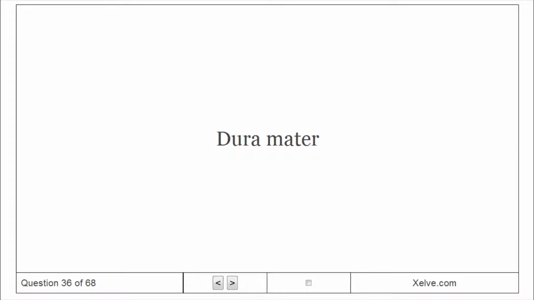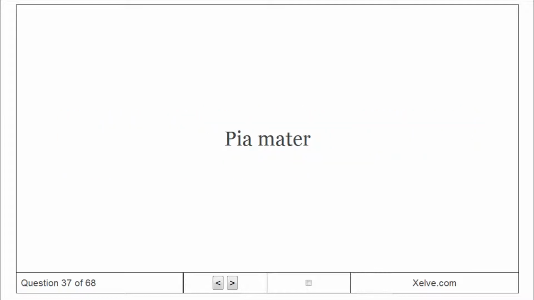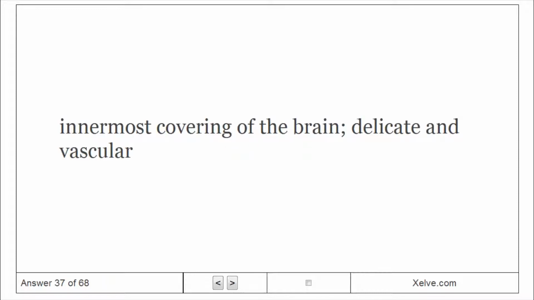Dura mater. Outermost covering of the brain, composed of tough fibrous connective tissue, its outer layer forms the periosteum of the skull. Pia mater. Innermost covering of the brain, delicate and vascular.